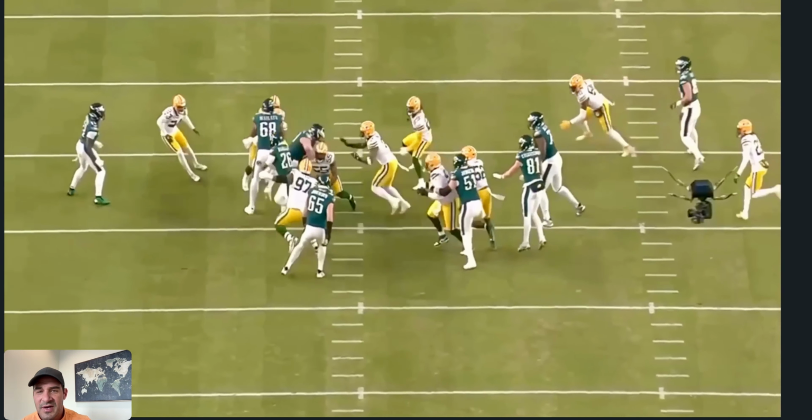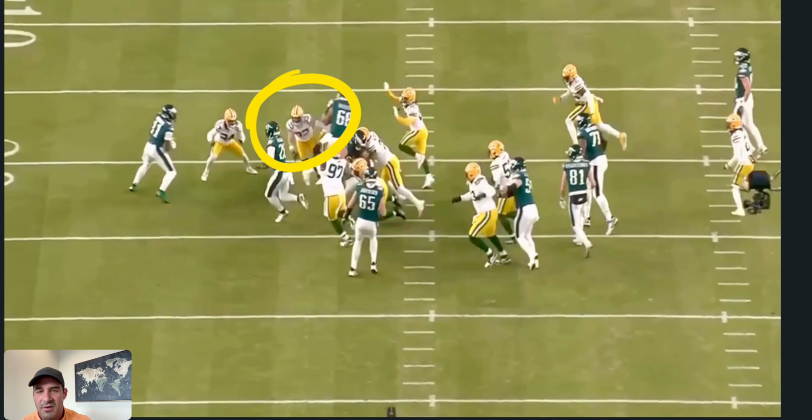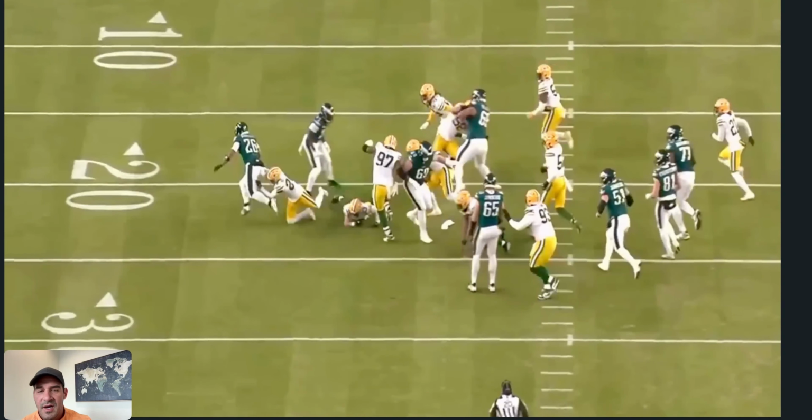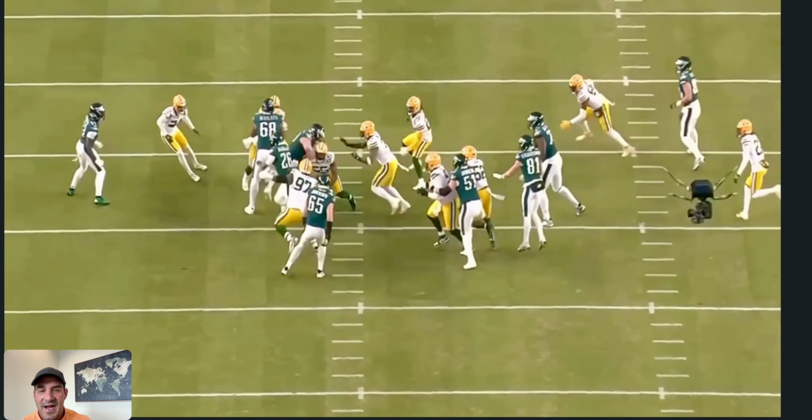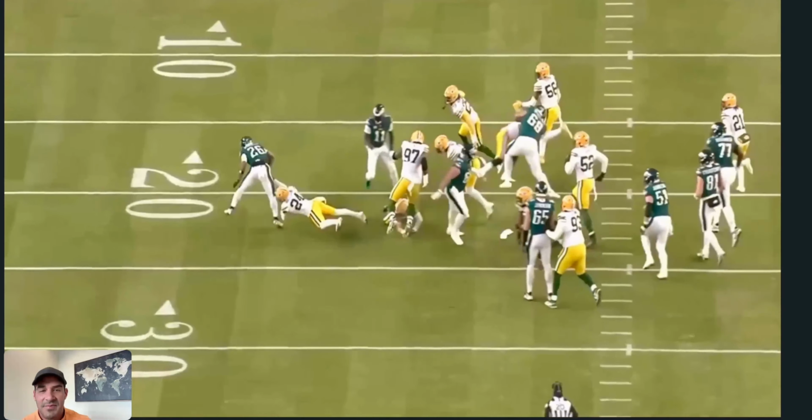Watch how he drives. He cuts off 33. 33 falls to the ground. Boom, right there. We got a missed tackle. And then Mailata is getting ready to dump this guy. As he's doing that, he's cutting off the backside pursuit.